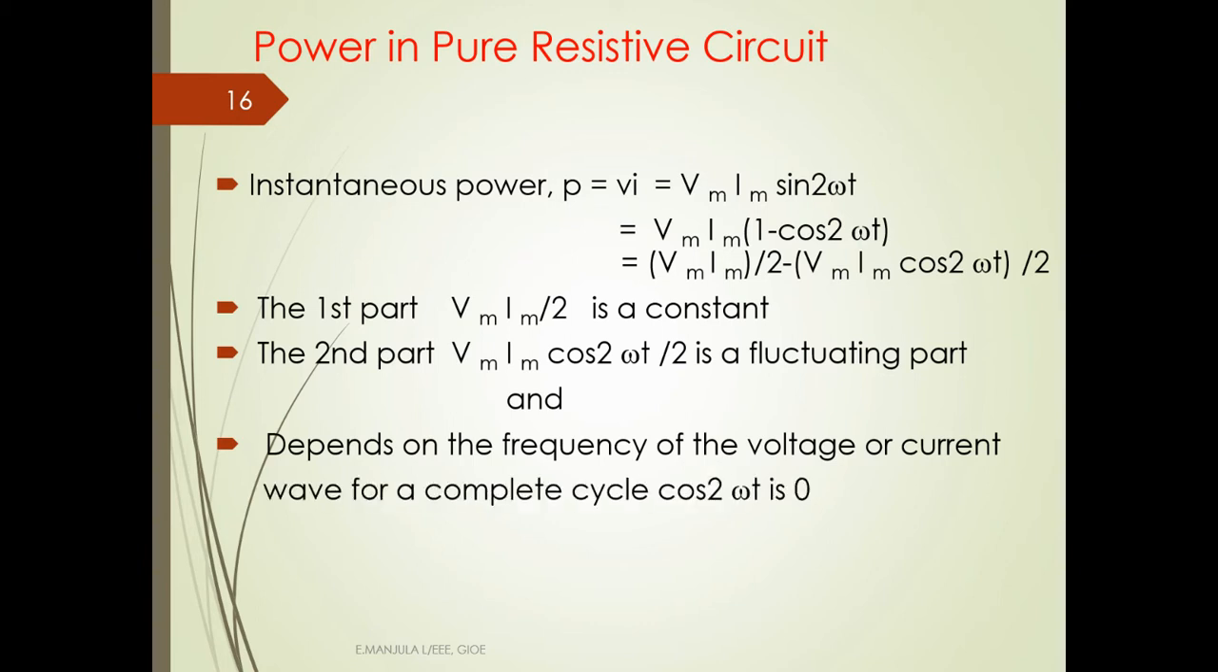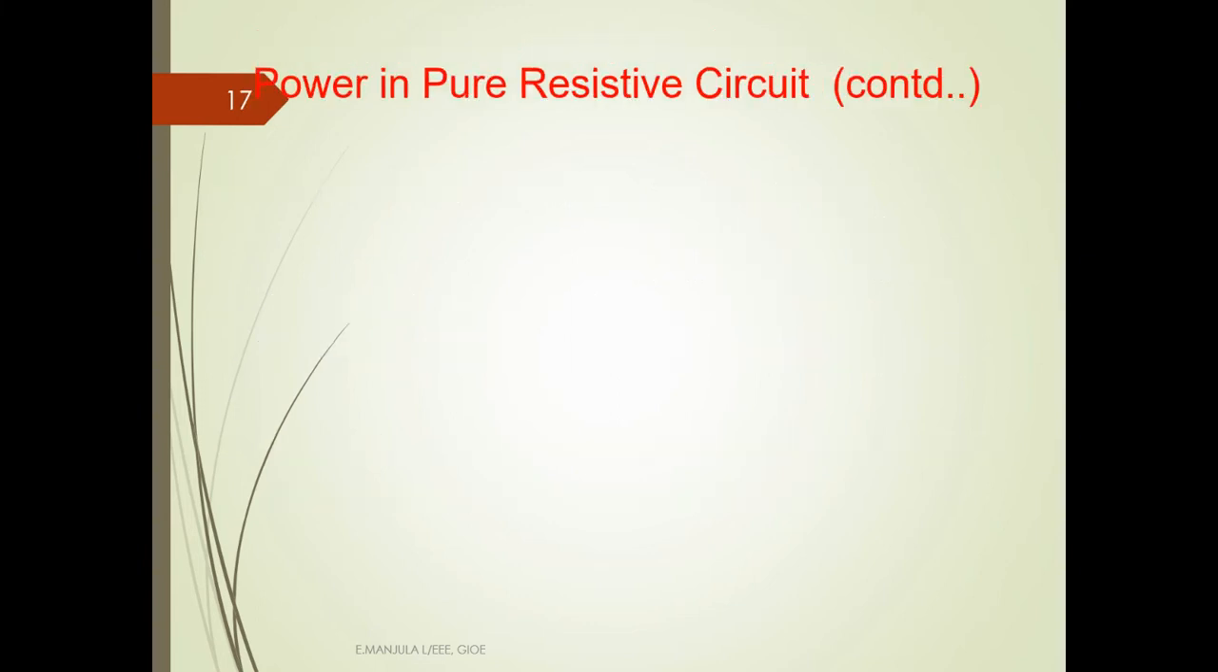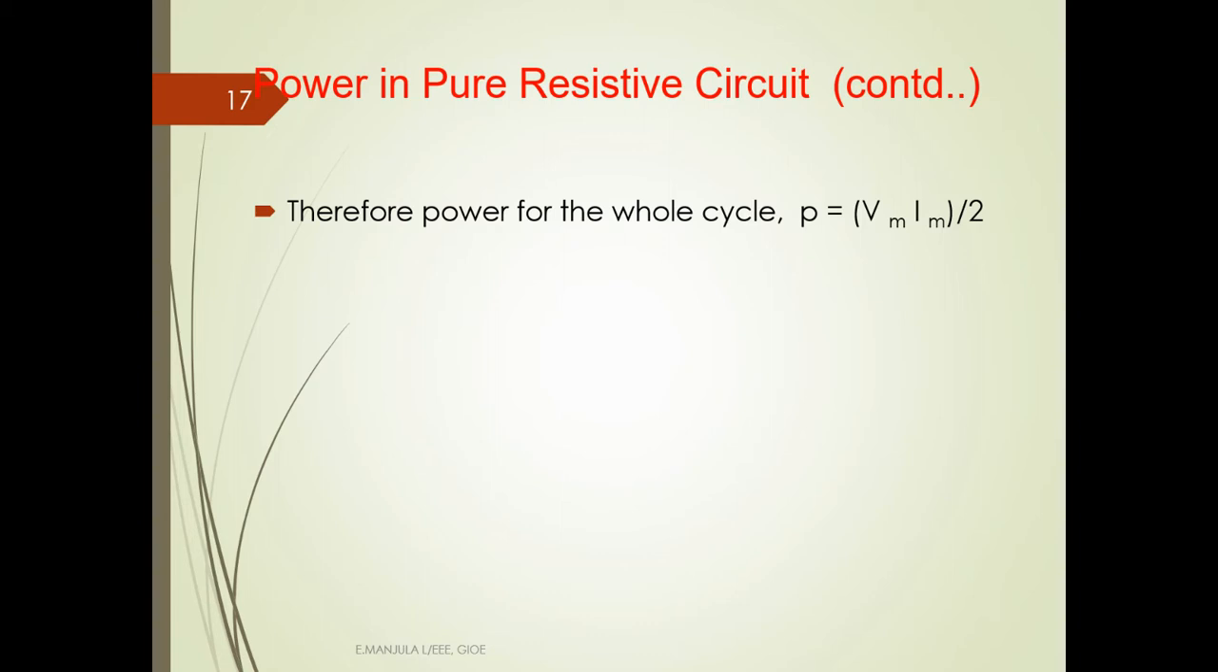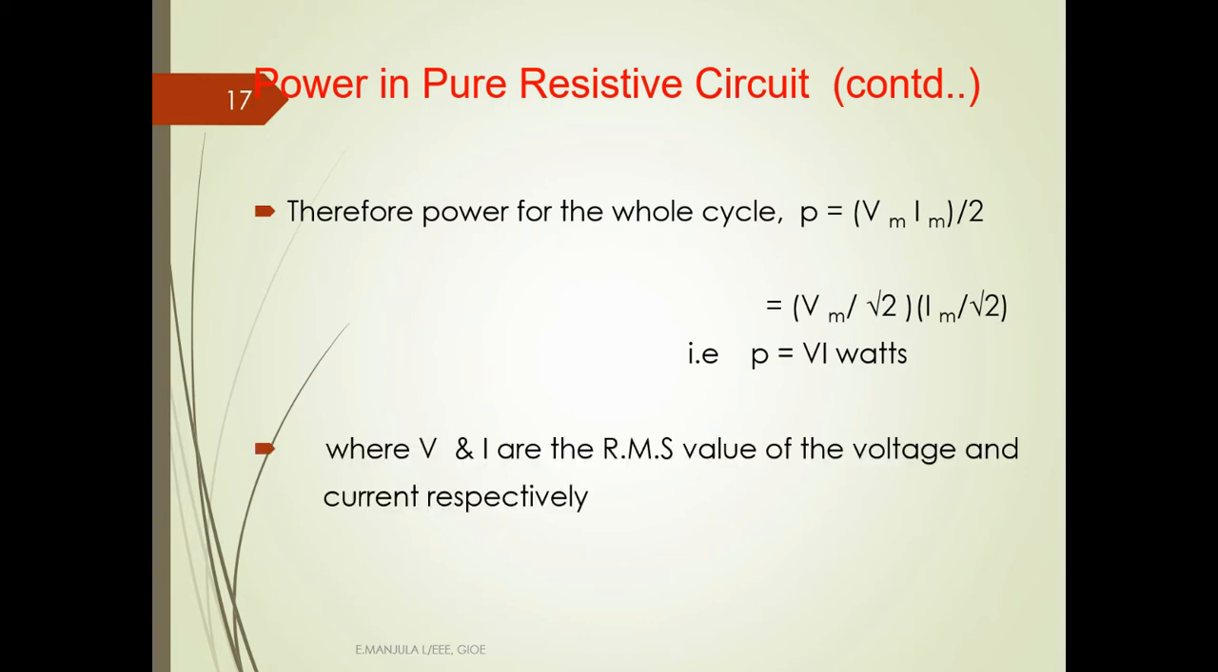voltage or current wave. For a complete cycle, the average of cos 2 omega t is 0. Therefore, power for the whole cycle P is equal to V maximum I maximum by 2, that is V maximum by root 2 into I maximum by root 2. So P is equal to V into I watts, where V and I are the RMS values.